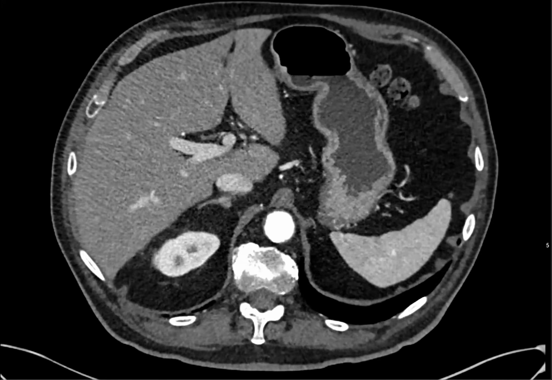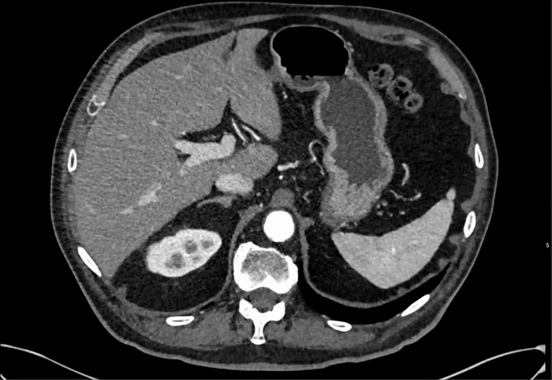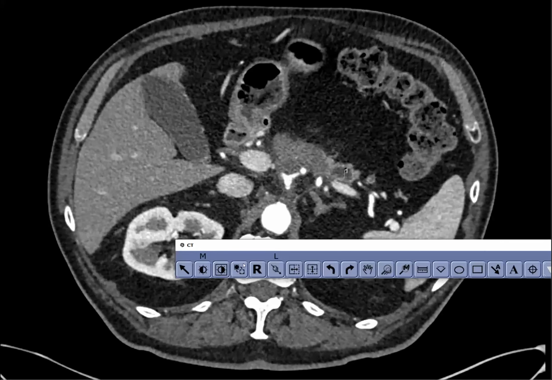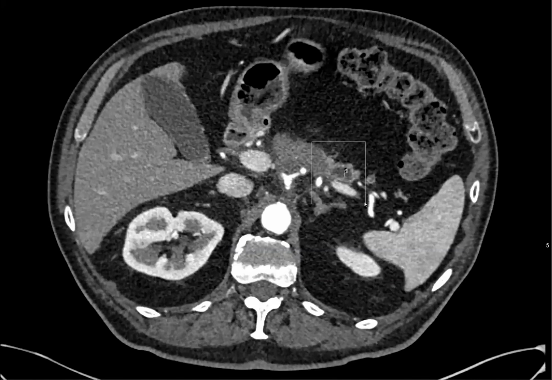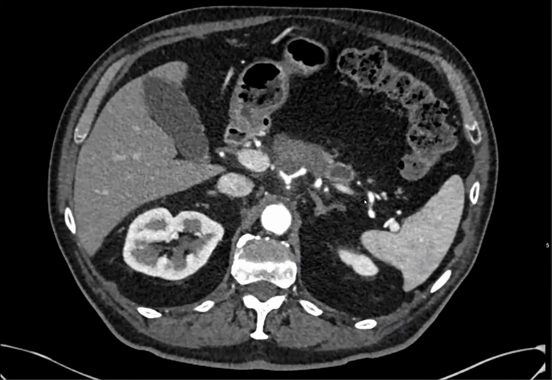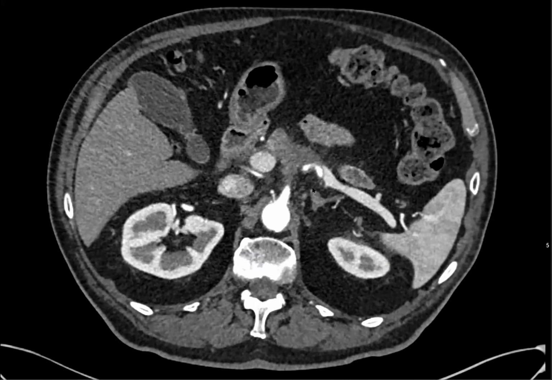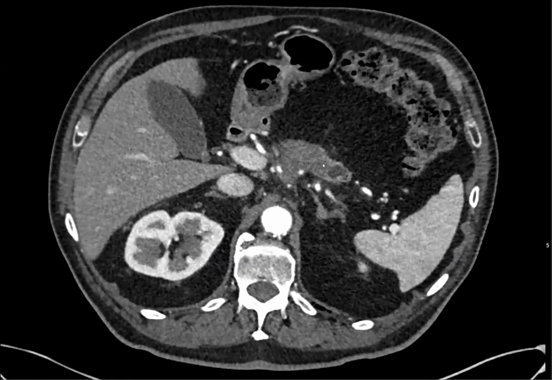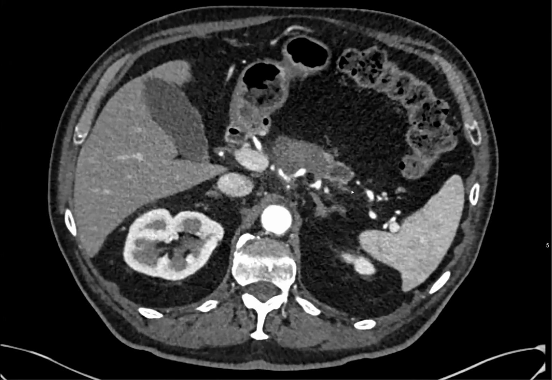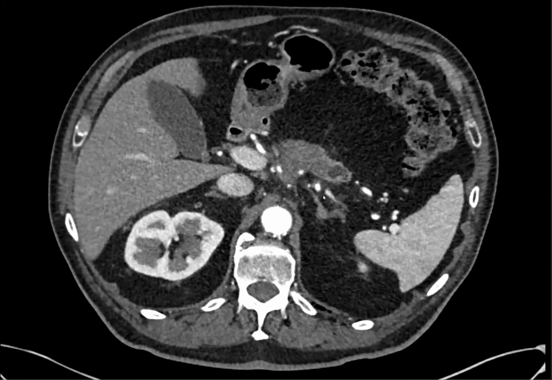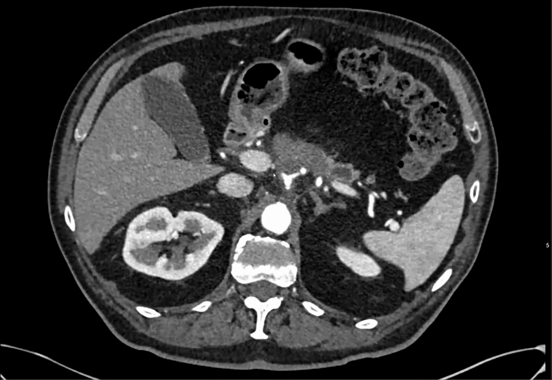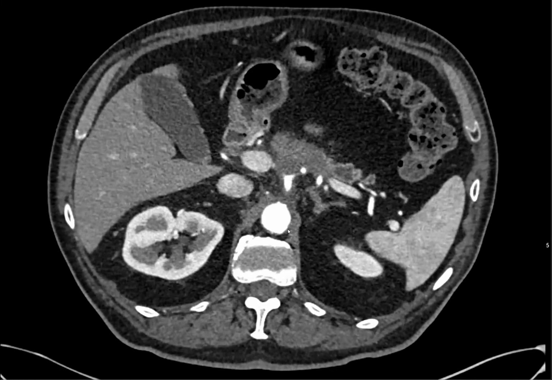Okay, this is my next case. You can see there's a process going on in the pancreas. You guys all are going to get this. So, this is a pretty locally advanced adenocarcinoma. So hypoenhancing mass causing pancreatic ductal obstruction. The unique part about this case is that there is extensive involvement of the celiac axis.